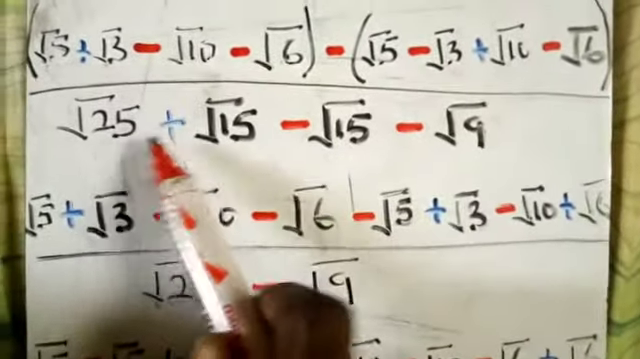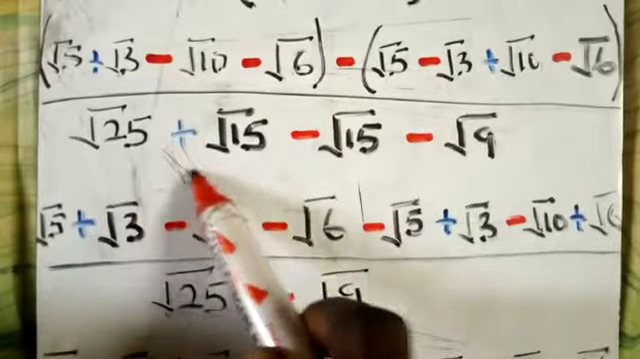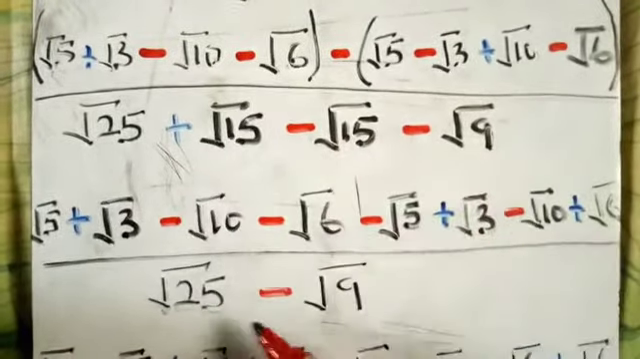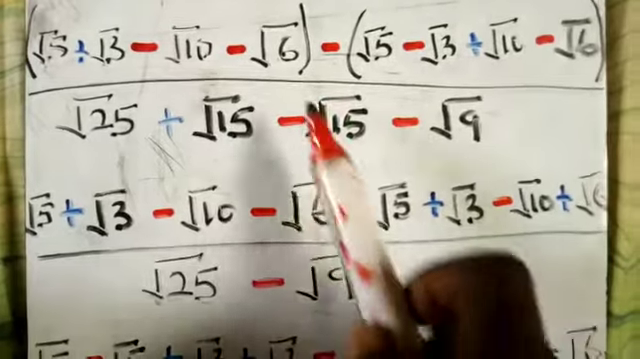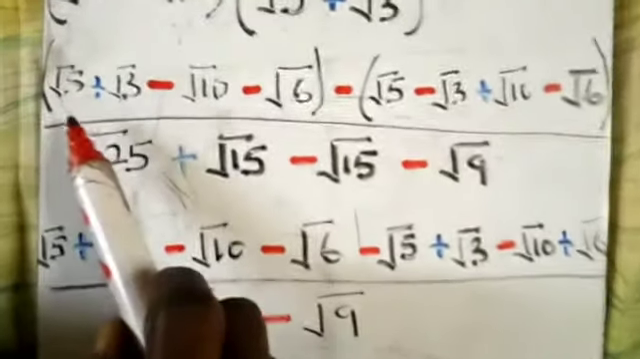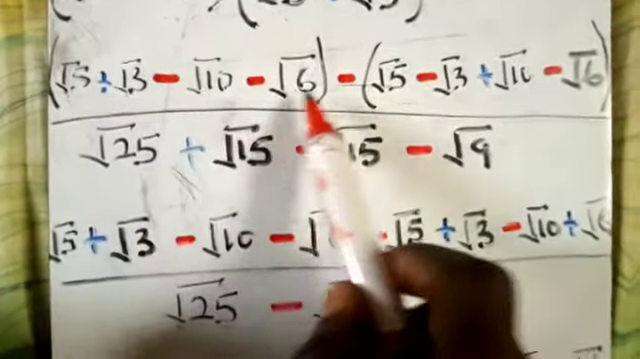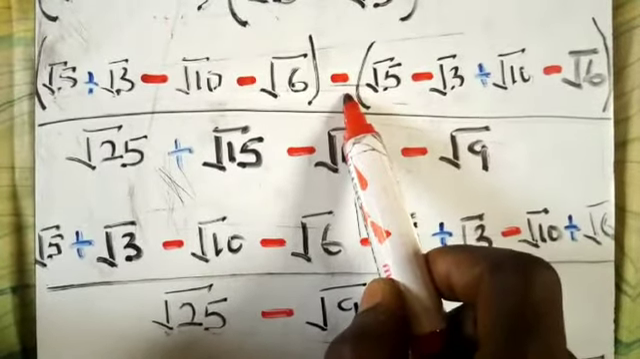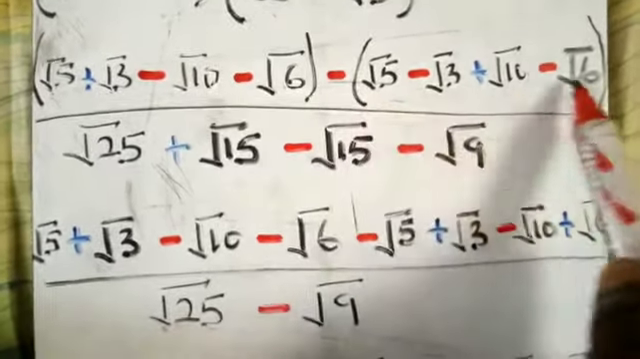So when you multiply the denominator, you're going to get root 25 plus root 15 minus root 15 minus root 9. Is that okay? Now let's proceed on. Let's take off the bracket. Of course, we don't have any problem with the first bracket, as you can see. But here, pay close attention. Right here, you're having a minus sign. So the minus is going to affect everything inside the bracket, right?